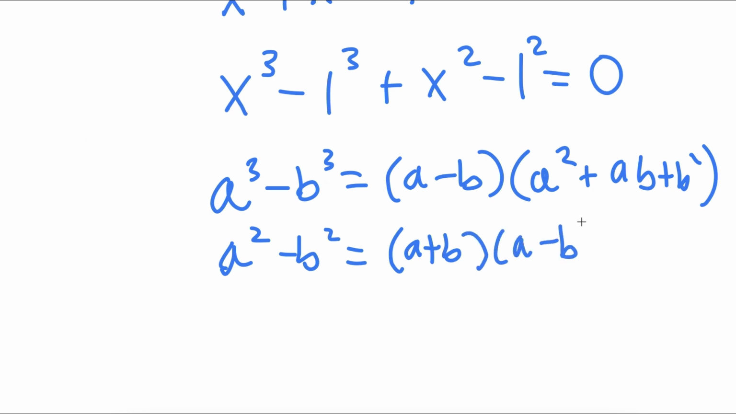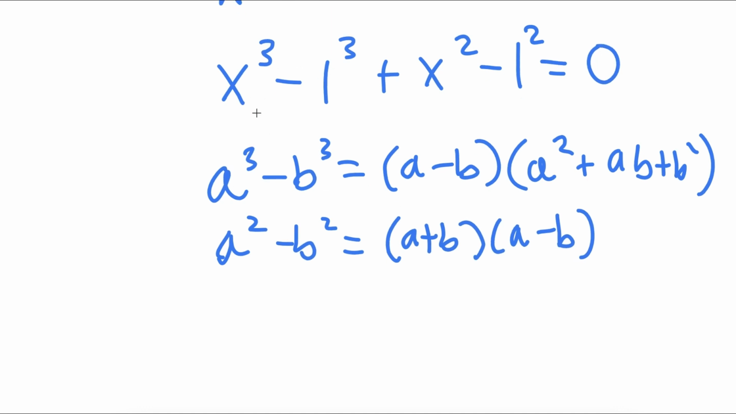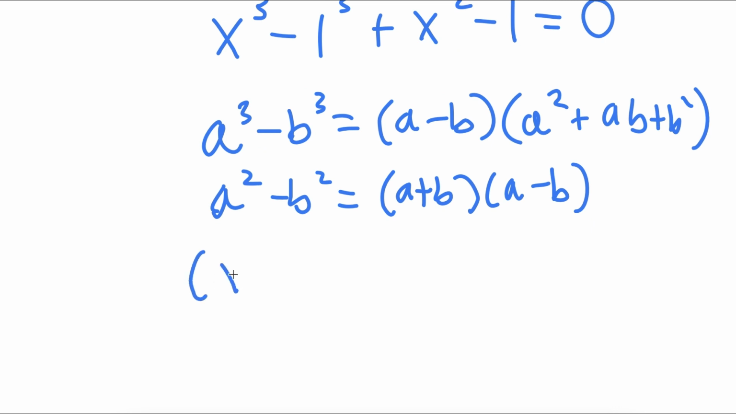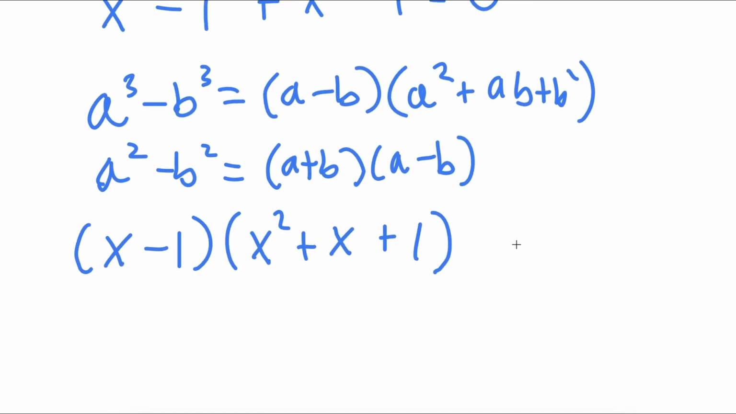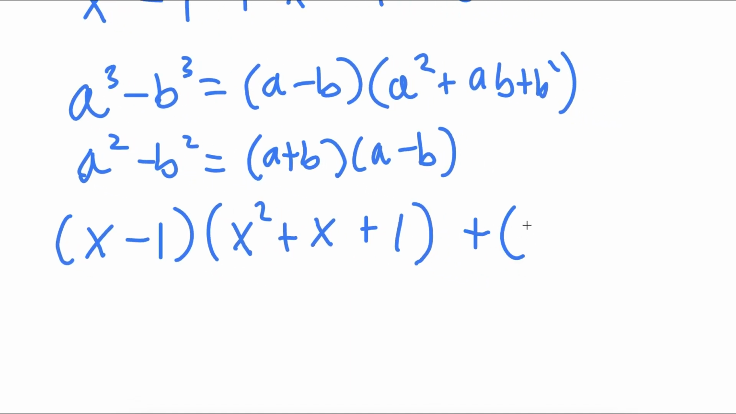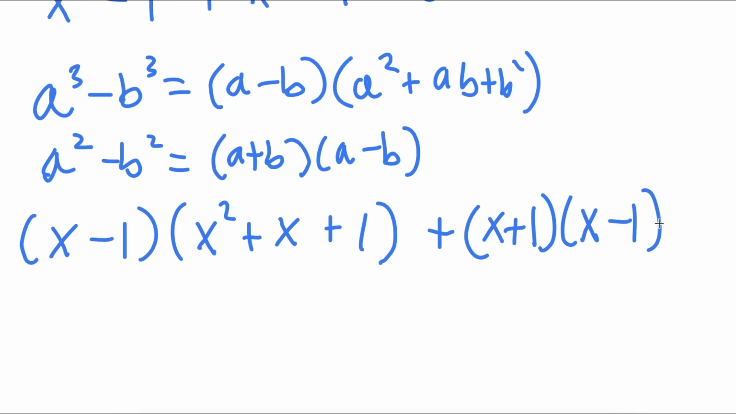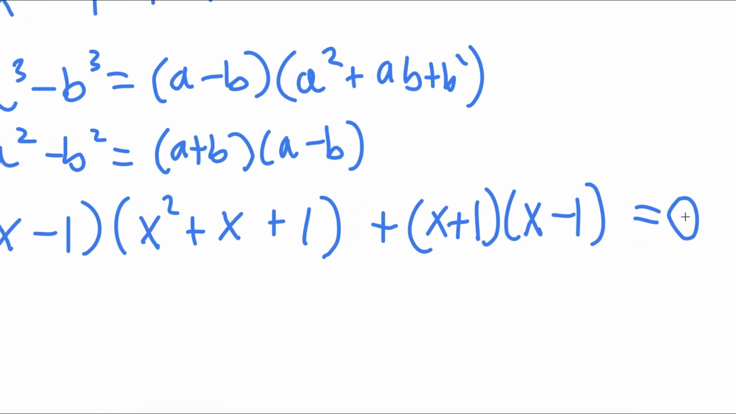So x to the power of 3 minus 1 to the power of 3 is going to equal x minus 1 times x squared plus x times 1, which is x, plus 1 squared, which is 1. And then now I have this plus x plus 1 times x minus 1. And this is all equal to 0.